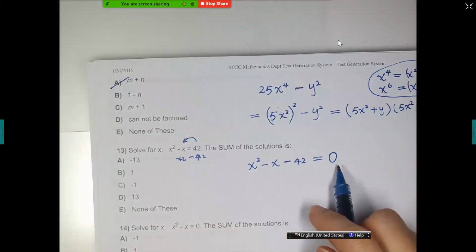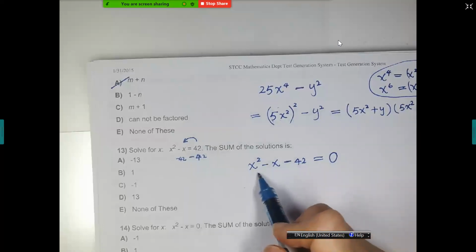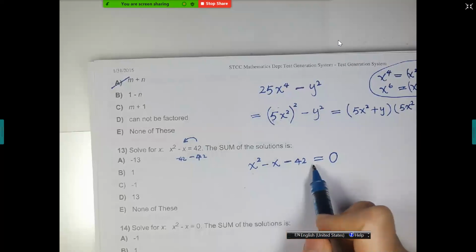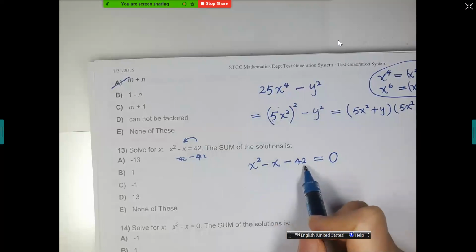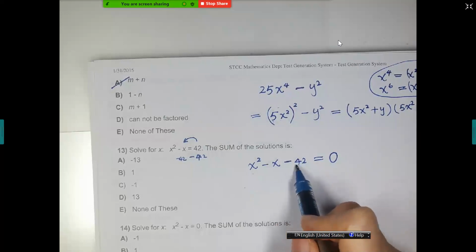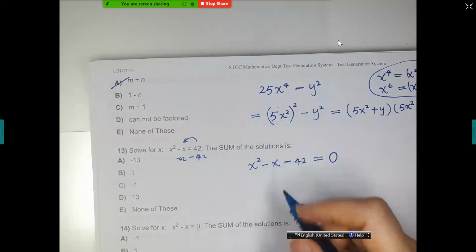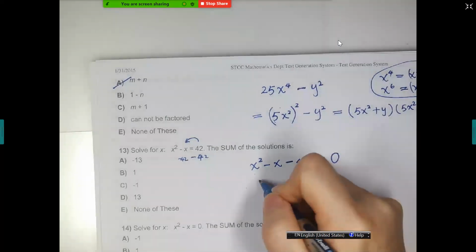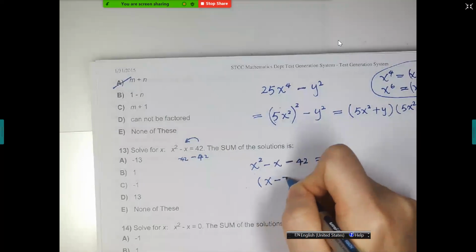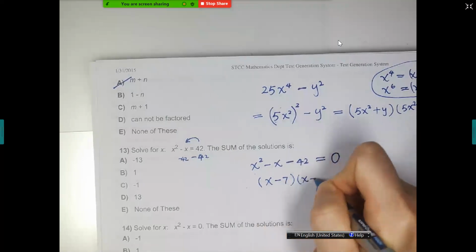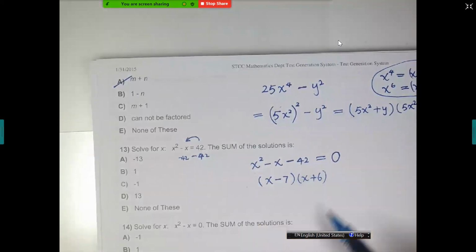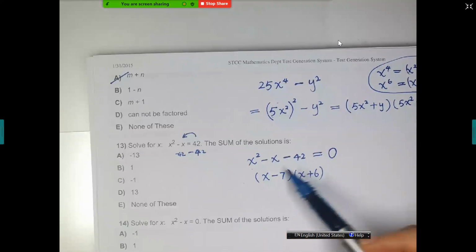And then we are going to use what we just did here: factor the left side. Trinomial, leading coefficient is 1. Then we only need two numbers whose product is negative 42 and sum is negative 1. What are the two numbers? 6 and 7, and 7 should be negative, so (x minus 7)(x plus 6). So this is the factored form of the left side of the equation.